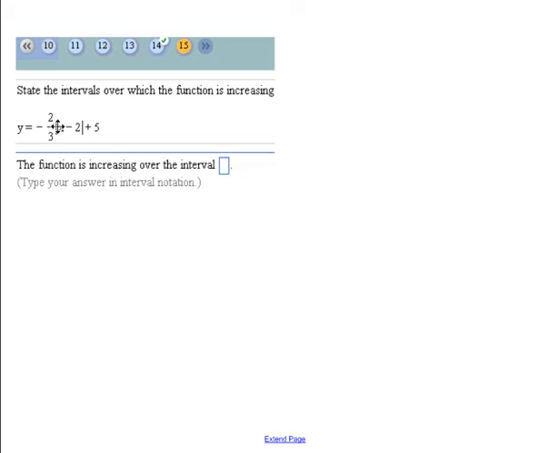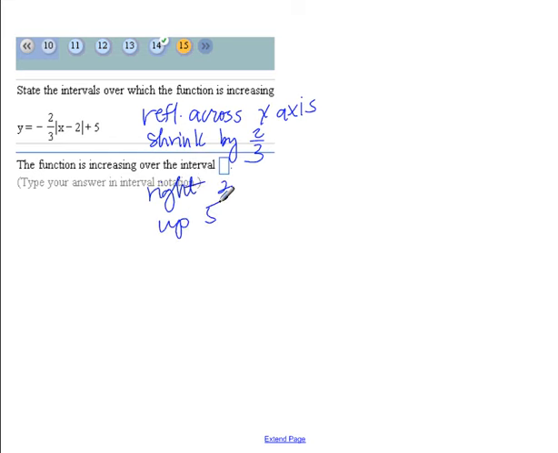Now, the last one here is to state the intervals over which the function is increasing. And so to do that, you're going to have to realize what shape your graph looks like. Negative 2/3, this is going to be a reflection across the y-axis, shrinking by a factor of 2/3, shifting right 2 and up 5. So we have a reflection across the x-axis, shrink by a factor of 2/3, right 2, and up 5. So the x-axis changes have to be done first, and then the y.